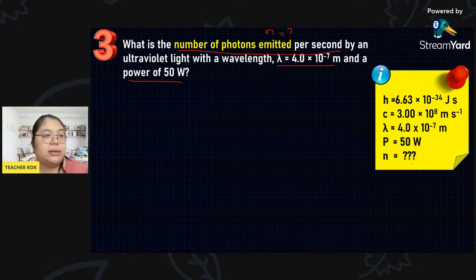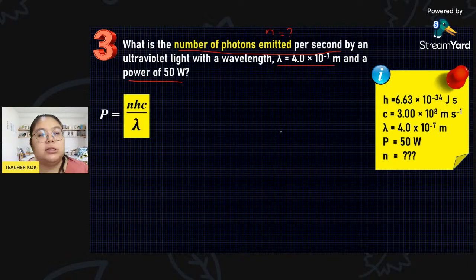So they want to find N. We just apply the same formula as just now. P equals NHC over lambda. So from here we need to apply all the formulas in, then you do the calculation, then you tell me N is how many. I want the answer for N.